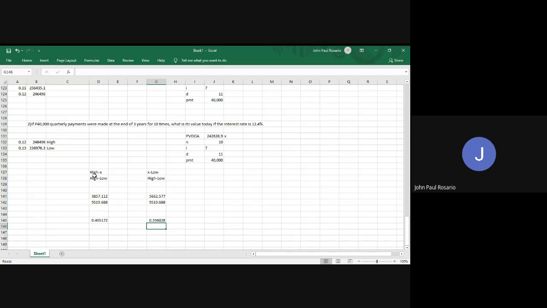High is common here, right? Correct? So what is the interest rate of high? It's 12%. So we start at 12%. In order to get a number in between 12 and 13, do we add or deduct this number? Which is it, add or deduct?